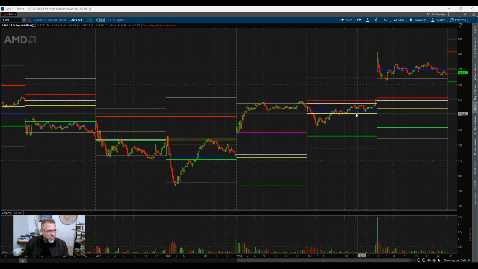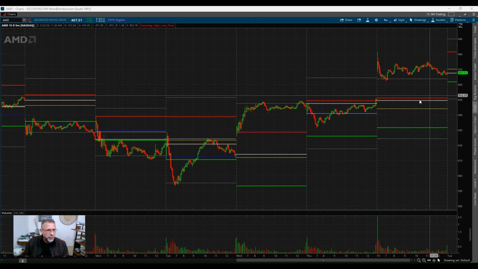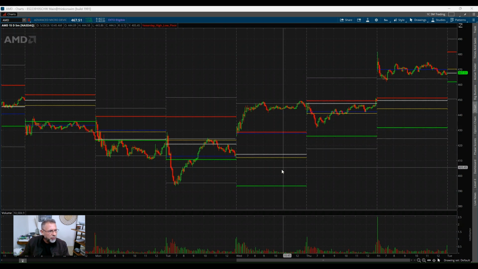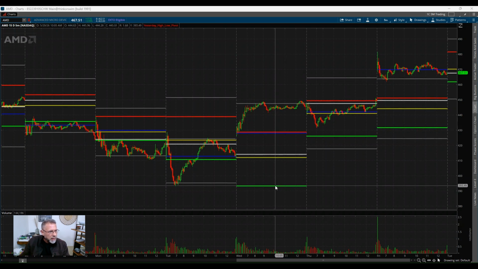So this is one day. This was just yesterday, a Friday. This is Thursday, this is Wednesday, Tuesday, Monday. In any case, this plots, every day, the high of yesterday, the previous day high. That's in red. Previous day low, that's in green. The previous day close, that's in light gray, this light gray line.